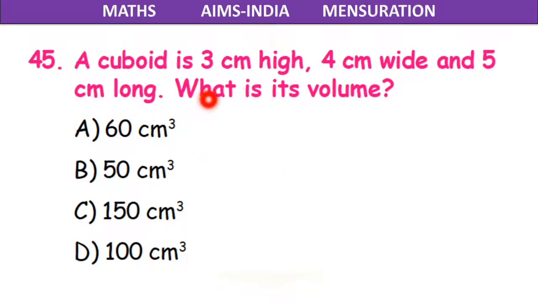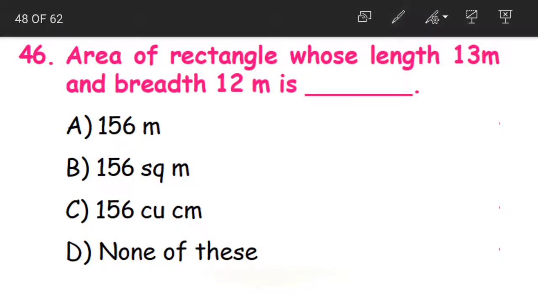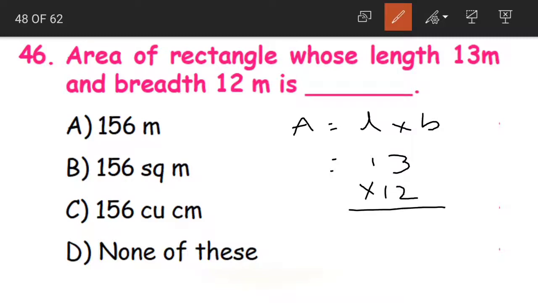Question 45. Again this is a cuboid related question. So we will skip this, children. Now coming to 46. Area of a rectangle whose length is 13 and breadth is 12. It's very simple, right? Area is equal to length into breadth. That is equal to 13 into 12.